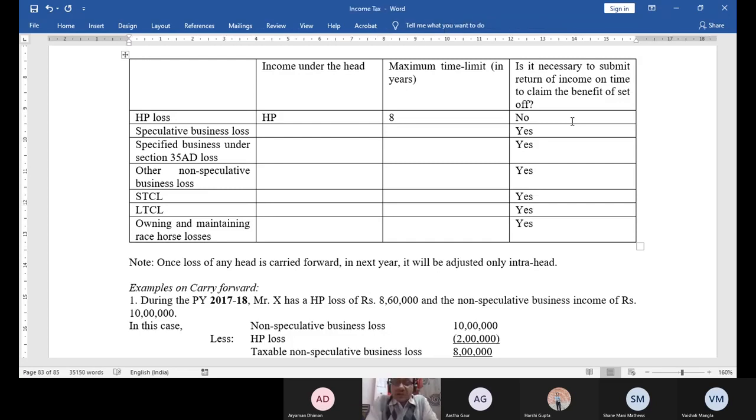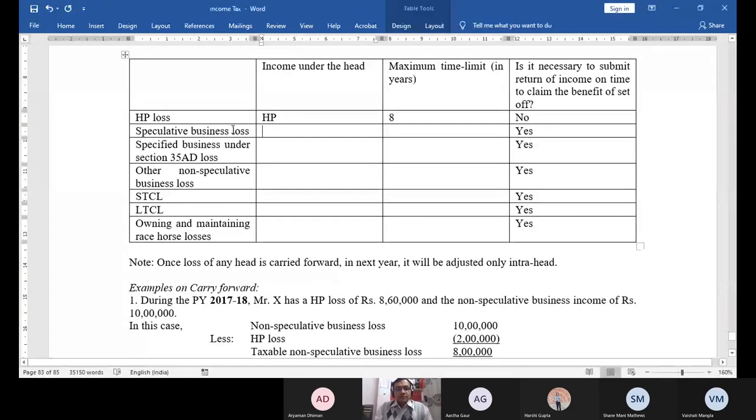If I want to claim the benefit of adjustment, I should file my return of income on time in all the cases except the case of house property. Here, even if I file the return of income late, I am still allowed to adjust this set off and carry forward. Please raise your hand if the concept is clear. If not clear, please ask. Okay.